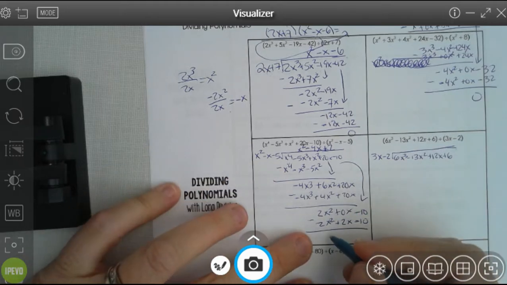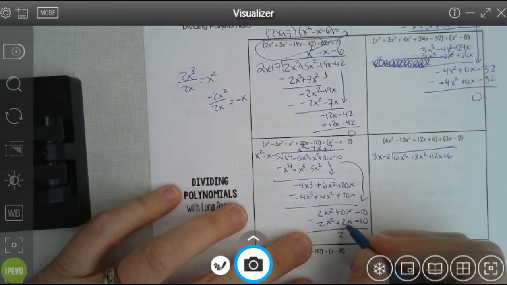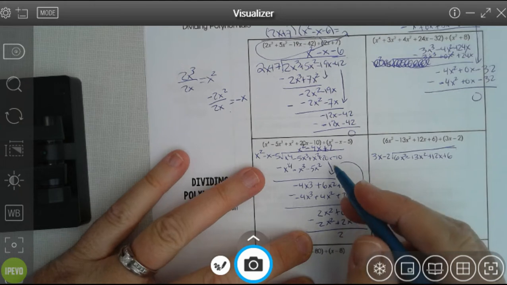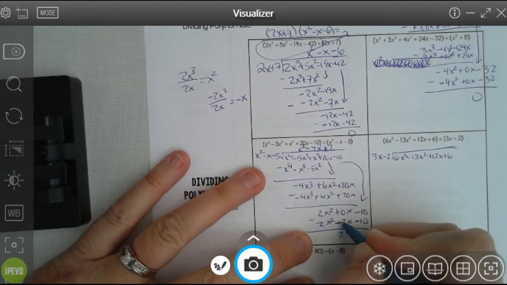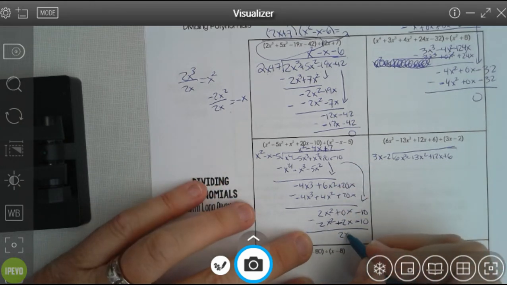So when I subtract, that will cancel. This will give me a 2. What did I do here? Oh, it's a negative x. So negative gives me a positive 2x.